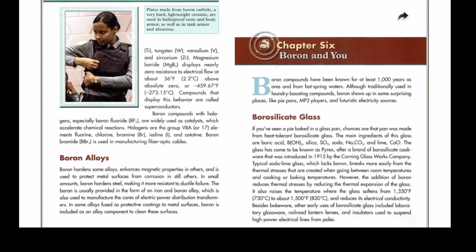Plates made from boron carbide, a very hard lightweight ceramic, are used in bulletproof vests and body armor, as well as tank armor and abrasives.